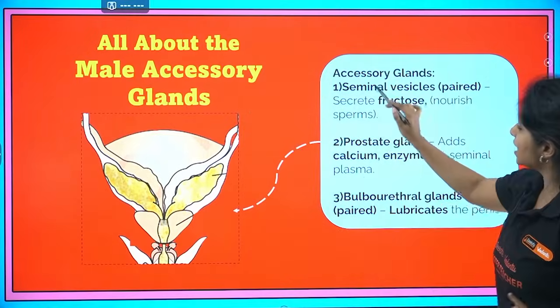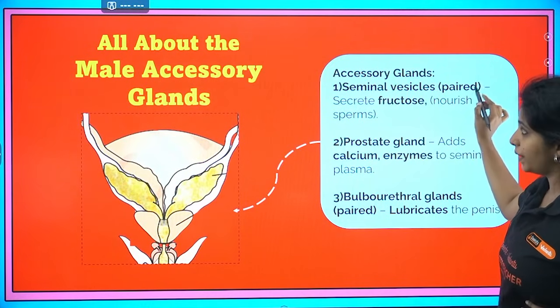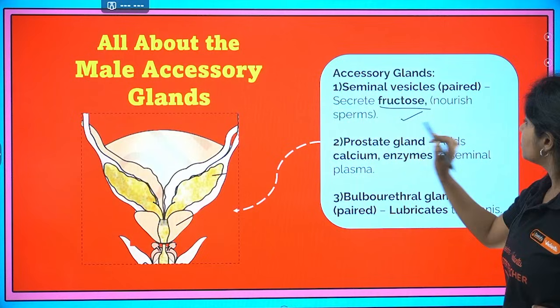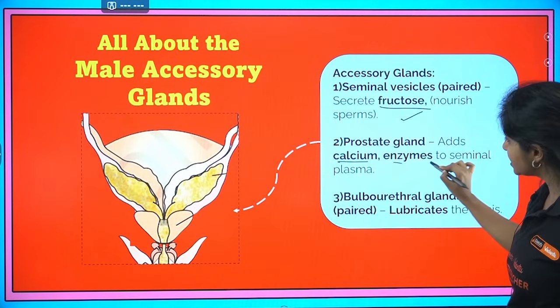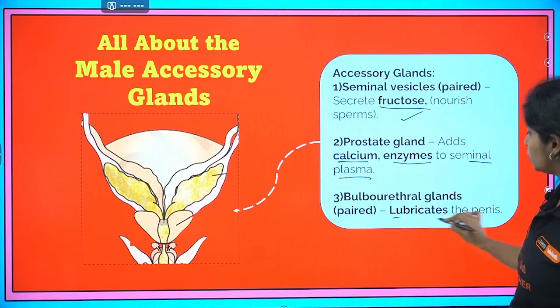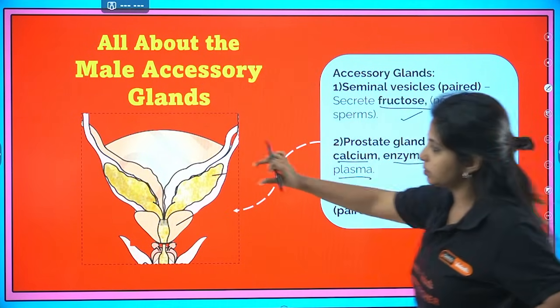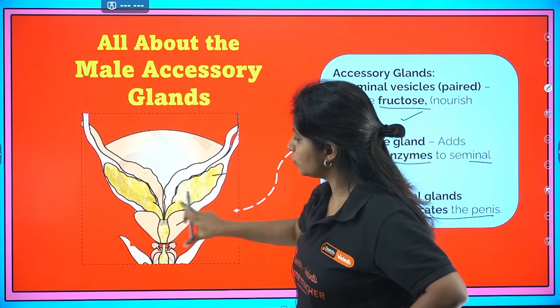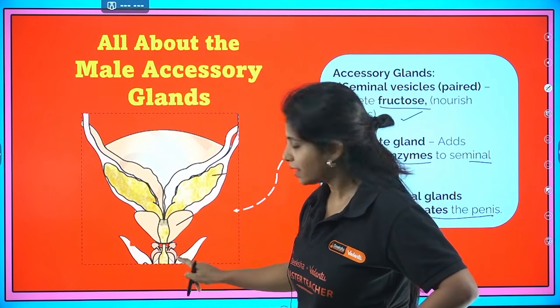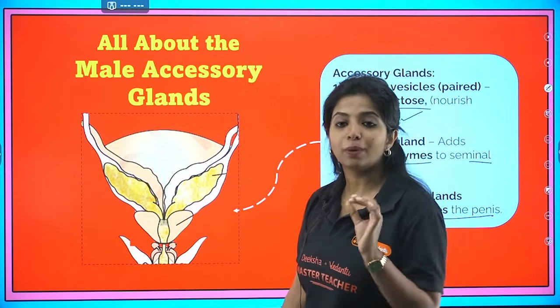Let's see. Accessory gland, seminal vesicle is there. It is paired. It secretes fructose, which nourishes what? The sperm. Prostate gland adds calcium and enzymes to the seminal plasma. Bulbourethral gland is paired and lubricates the penis. So this is the seminal vesicle. This looks like paired, but this is not paired. This is your prostate gland, and the small structure which you see is known as the bulbourethral gland.